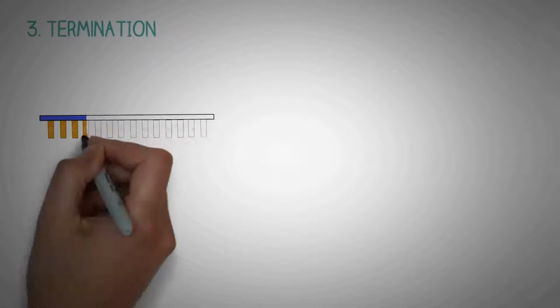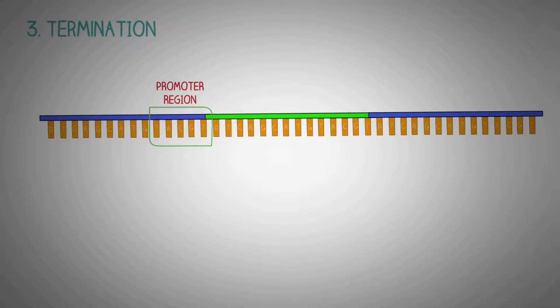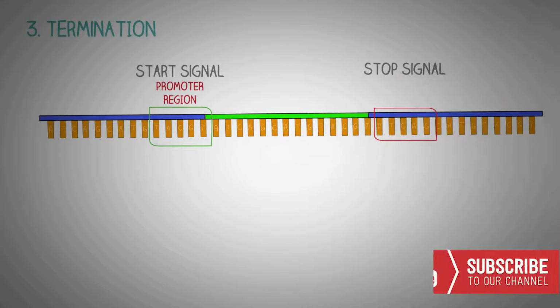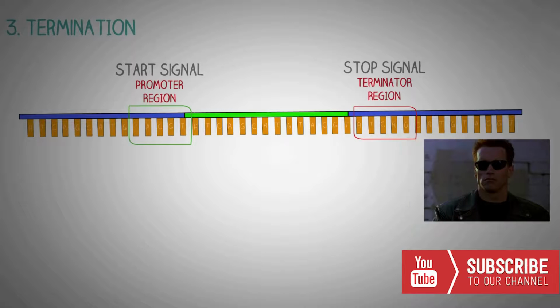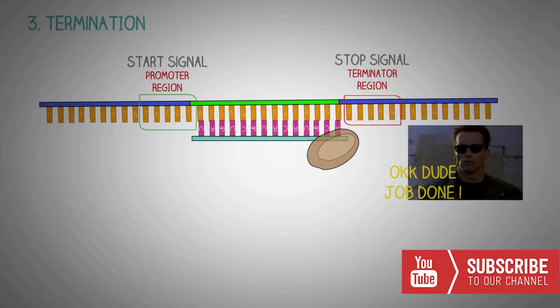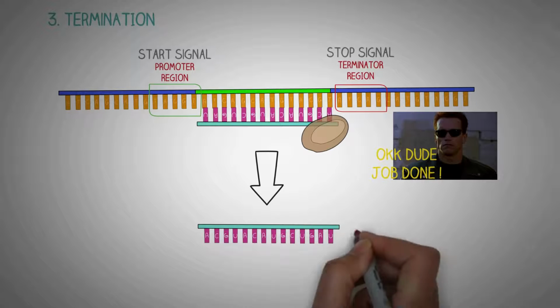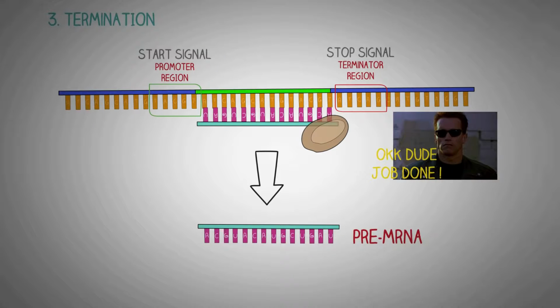The next step is termination. Just like we had a sequence of genes known as the promoter region which signaled the enzyme where to start, we have regions of the gene that signal the enzyme where to stop. These signals are known as terminators, and they signal that the RNA transcript is now complete. Once the RNA polymerase reads and transcribes the terminator regions, the newly formed RNA transcript is released from the transcription complex.